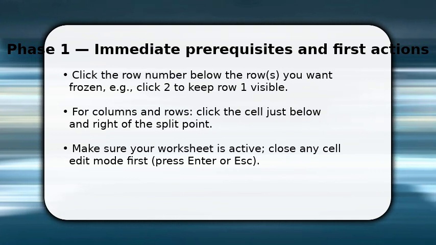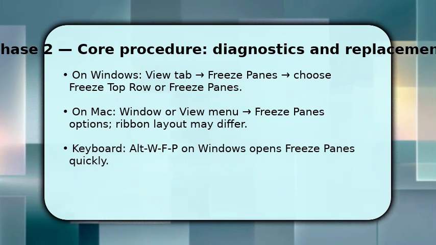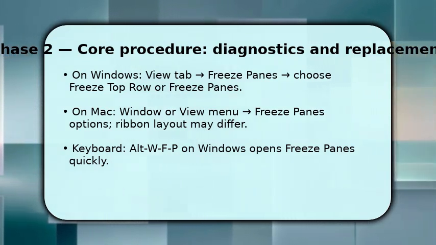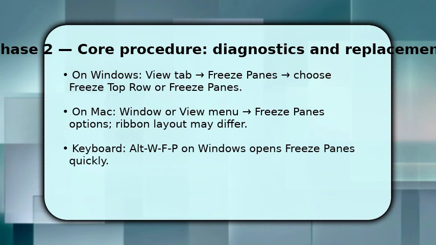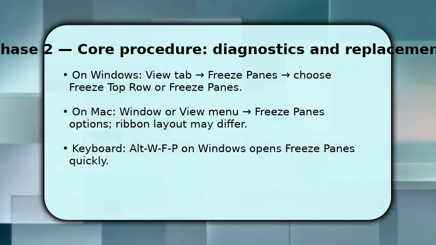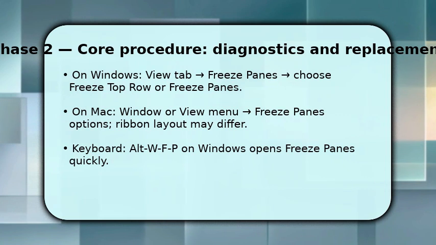Now open the Freeze Panes controls on the View ribbon. This is where Excel locks rows and columns. Choose Freeze Top Row when you only need the very first row frozen, or use Freeze Panes to lock everything above and left of your selection. That preserves multiple header rows.